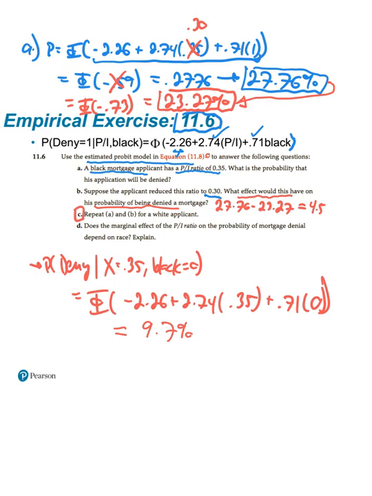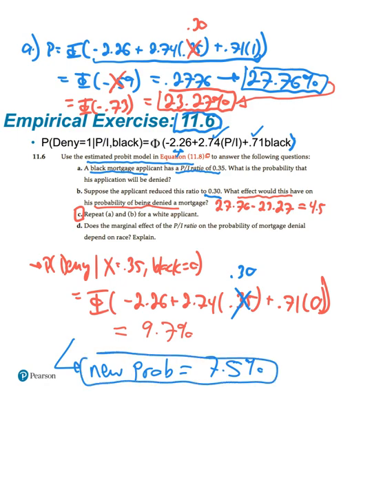And then we do the same exact thing for someone who's actually able to reduce their PI ratio from 0.35 to, let's say, 0.3. Then we have the new probability. But that's going to be equal to, if I did this correctly earlier, 7.5%. So the net change then is going to be equal to 9.7 minus 7.5, or 2.2 percentage points.